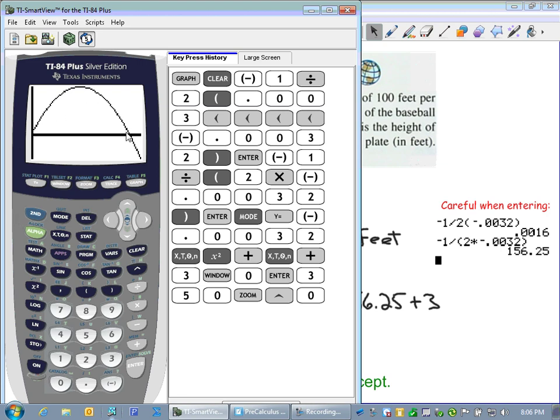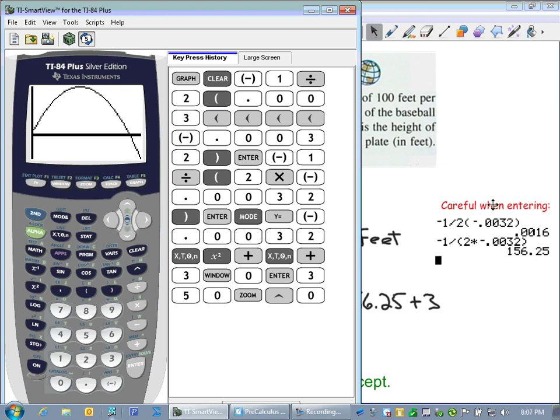So we see here it lands somewhere around there. We know it's 0 to 350, so that's a little less than 350. And the question is exactly what is that point? Now we could hit trace and arrow over and get a good estimate of that point, but if we want to know exactly what that point is, within so many decimals that the calculator can handle, then we want it to calculate that x-intercept.